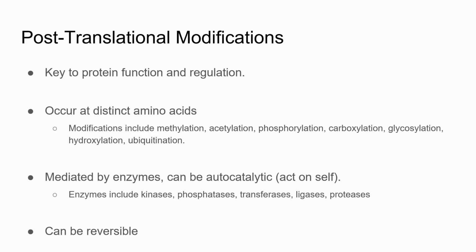The enzymes that catalyze these reactions include kinases, phosphatases, transferases, and ligases, which add or remove functional groups, lipids, or sugars on amino acid side chains. There are also proteases, which cleave peptide bonds to remove specific sequences or regulatory subunits. Many proteins can also modify themselves using autocatalytic domains, such as autokinases and autoproteolytic domains.